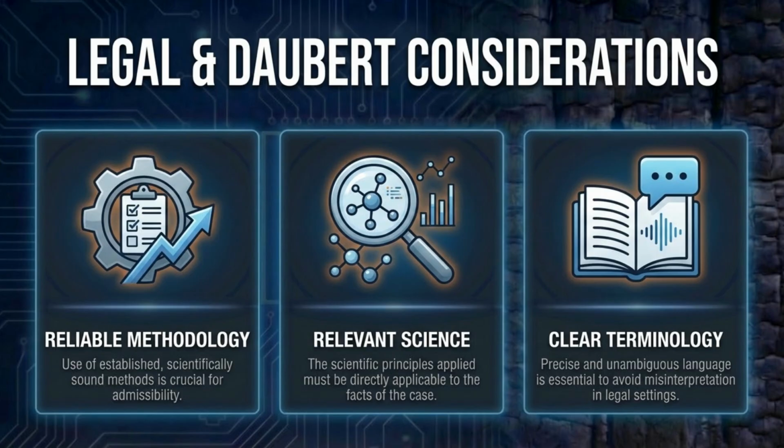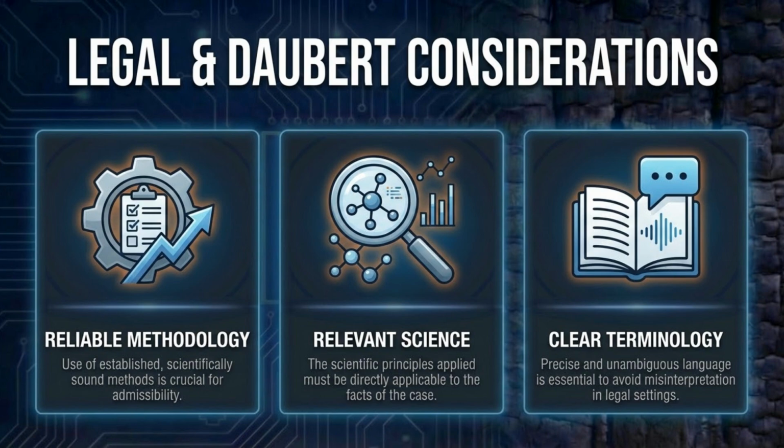Legal considerations. First, reliable methodology is critical. NFPA 921 requires use of the scientific method. Courts accept conclusions when investigators properly follow the scientific method. Opinions fail when steps are skipped or assumptions replace analysis.